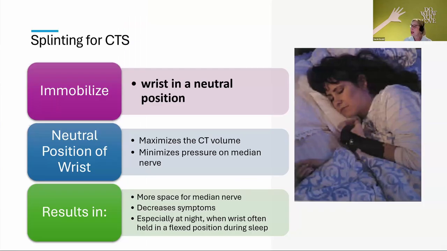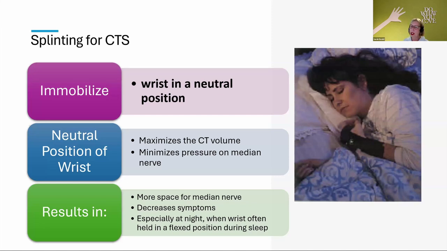For splinting, we're going to splint her wrist in a neutral position. This maximizes the carpal tunnel volume. It minimizes, therefore, the pressure on the median nerve because we're effectively holding it in that position in order to give it more space, okay, which should result in some decreases in symptoms.